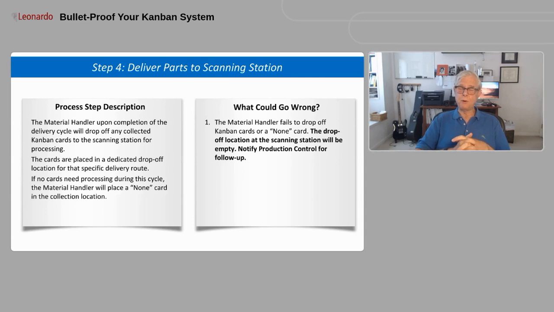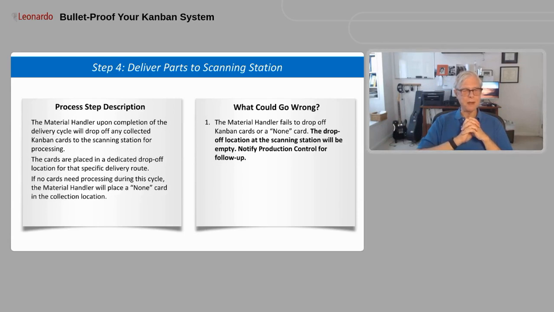You may only have one delivery route. Okay, that makes it easy. But in many cases, you'll have more than one delivery route. And so we want to deliver those to a receiving box or a receiving location for that delivery route, so we can visually see if there are any missing, as opposed to just one big stack of cards.